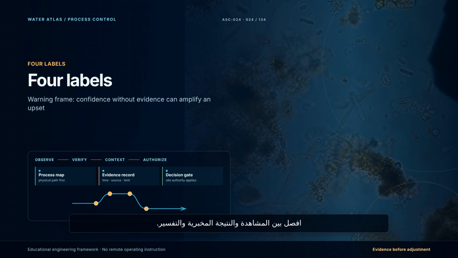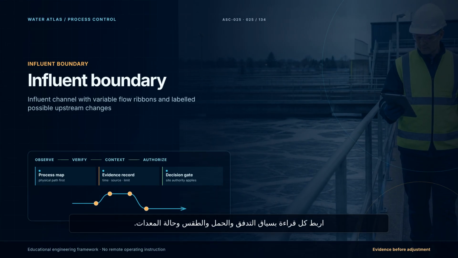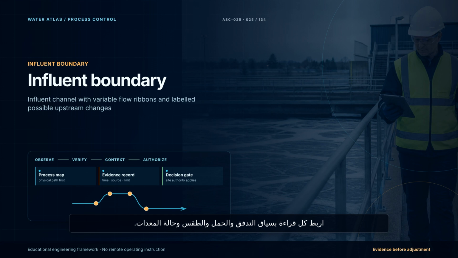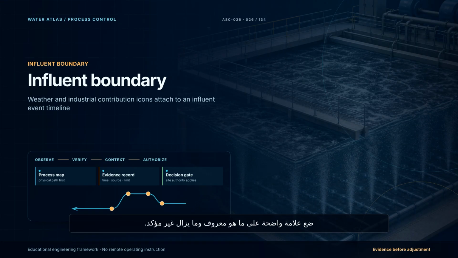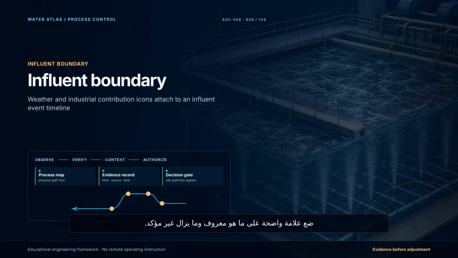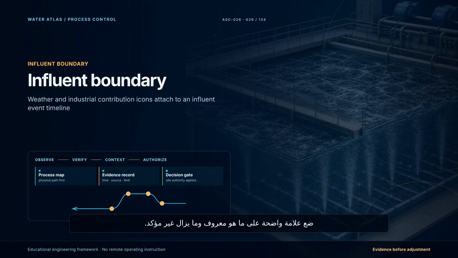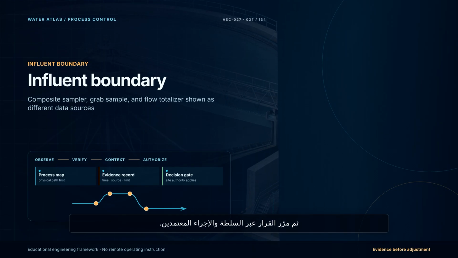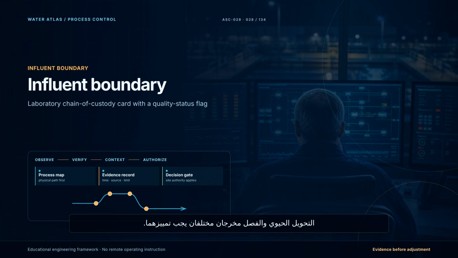The third label is confirmation. This may involve laboratory quality control, repeat sampling, instrument checks, flow review, field notes, operator rounds, or an approved calculation. The fourth label is authorized response. Only after the plant's own procedures, limits, and responsible personnel are engaged does an operating adjustment become a decision. This framework may sound cautious. It is cautious by design. Activated sludge is a living and hydraulic system, and a confident but unsupported change can make a weak situation worse.